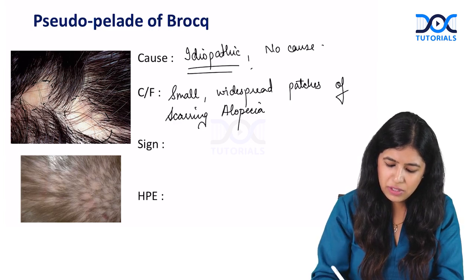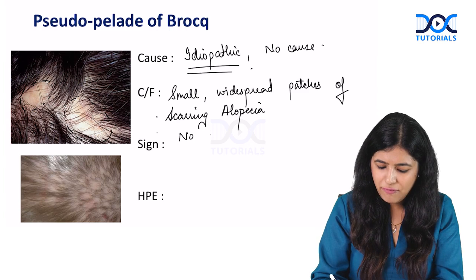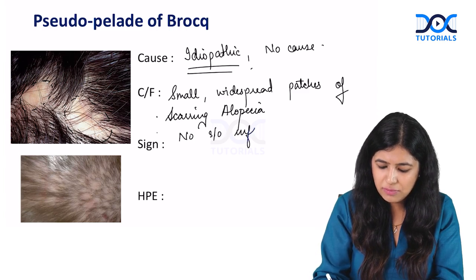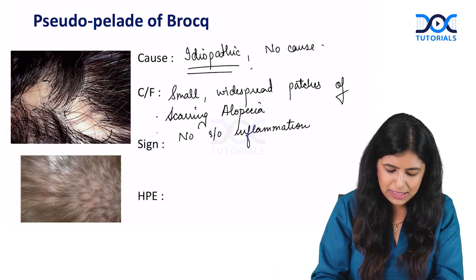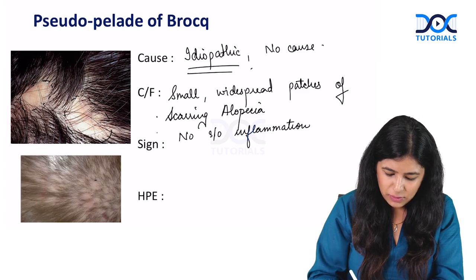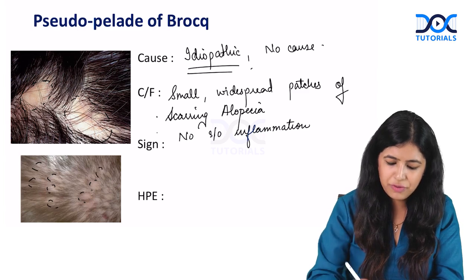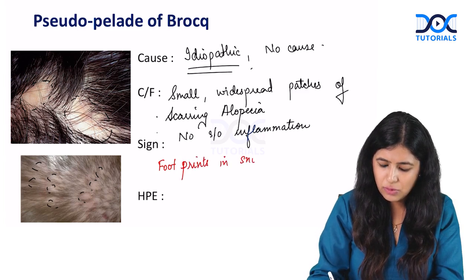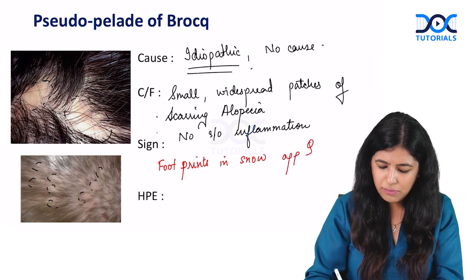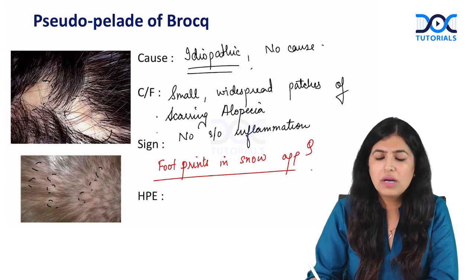And here there will be no scaling, no pustules, no pigmentary changes. In fact, there will be no signs of inflammation. The skin is completely smooth. See, it's completely smooth. And what is the sign when you see these small scattered patches all over the scalp? This gives the appearance of footprints in the snow. So please remember, the sign that you see in pseudopelade of Brock is the footprints in the snow appearance.